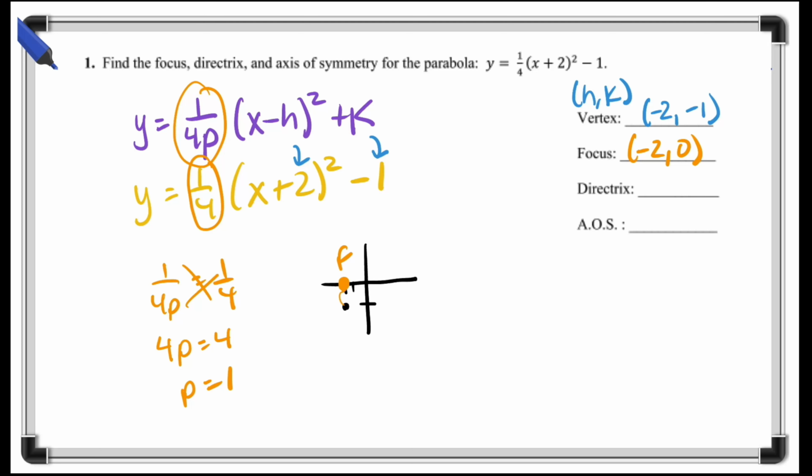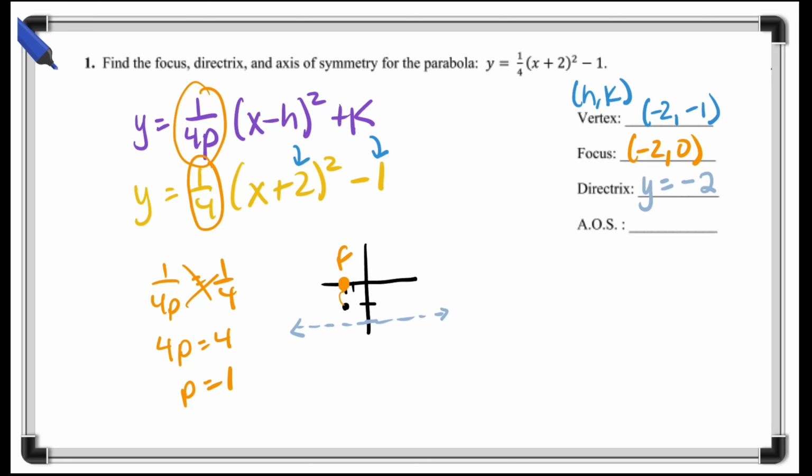Now when you want to find the directrix, you're still going to look at p. p is the distance between the vertex and the directrix, and the directrix is just that dashed line. So a distance of 1 still. So here, this is our directrix. And the equation of our directrix is, again, y equals, and then you've got -2. That's the y value there.